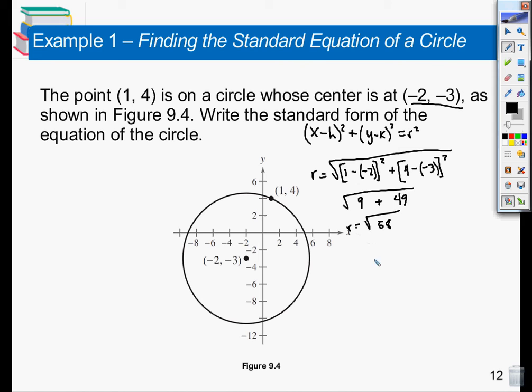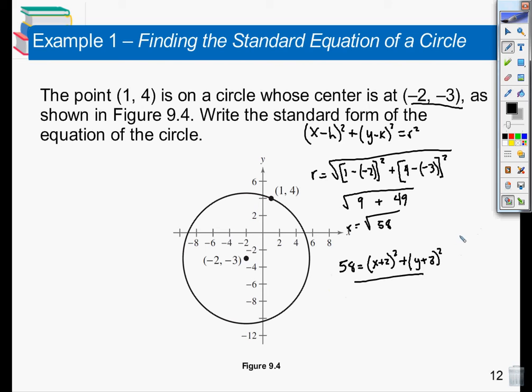Now all I need to do is put it all together in the equation. The equation tells me that r squared equals something, so r squared is just going to be 58. And that's going to equal (x minus h) squared, where h is negative 2, so x minus negative 2 gets me x plus 2, squared, plus (y minus k) squared, where k is negative 3, so that's y plus 3, squared. And that is my equation.